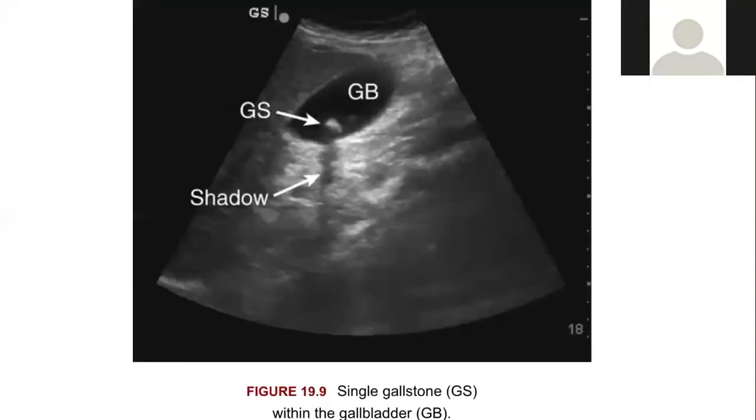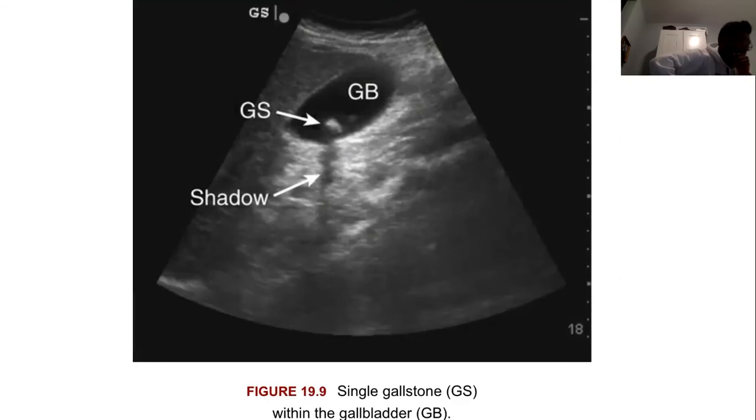So gallstones are usually mobile, right? Because they're stones. They're usually mobile structures within the gallbladder that cast a prominent shadow, and I explain how that happens in the fundamental stuff. And gallstones towards the neck of the gallbladder are less likely to be mobile, and more likely to get impacted or stuck.